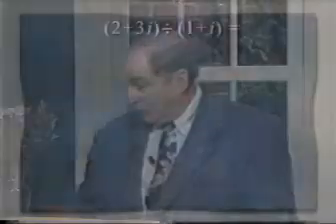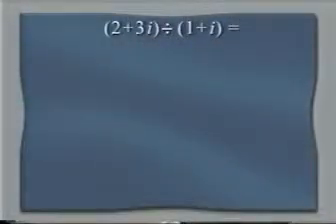We simply take the denominator, find its conjugate by changing the sign in the middle, and multiply the top and the bottom of the fraction by its conjugate. Let's look at the division problem. The division problem is 2 plus 3i divided by 1 plus i.